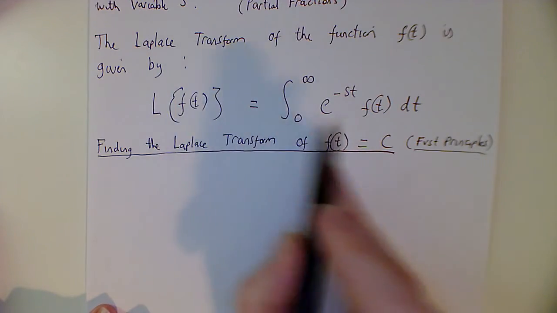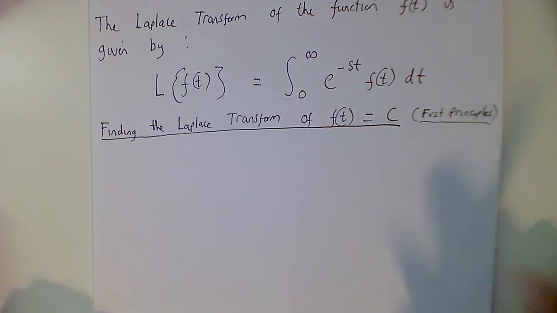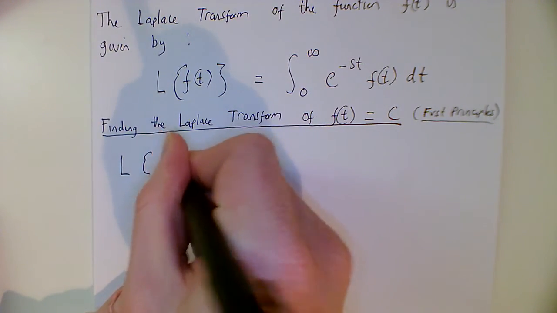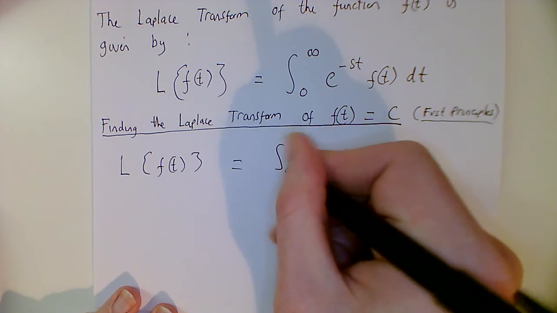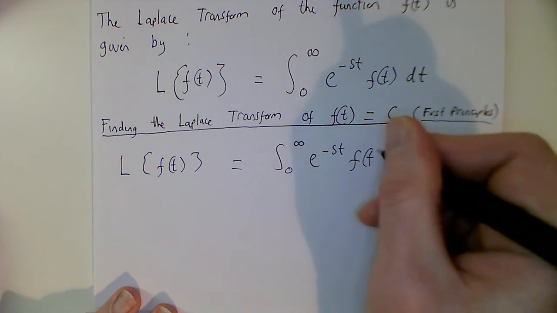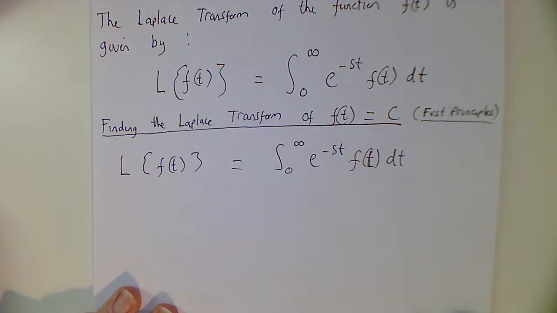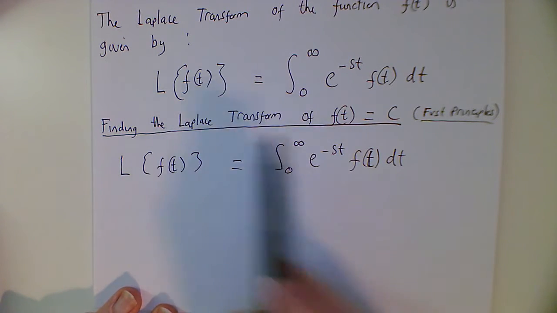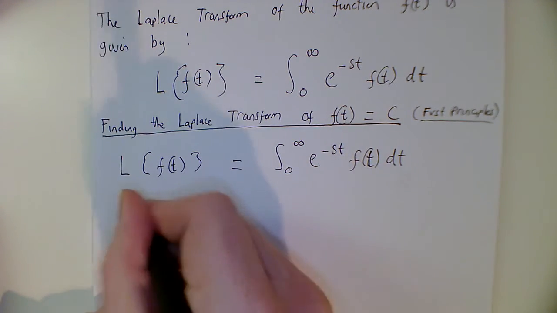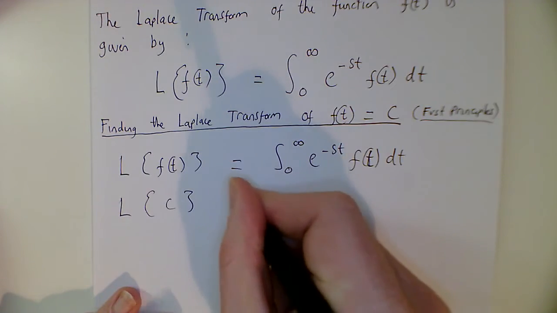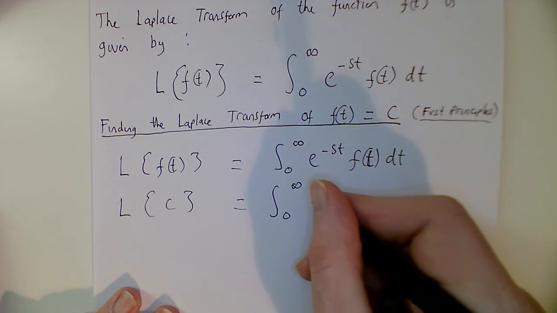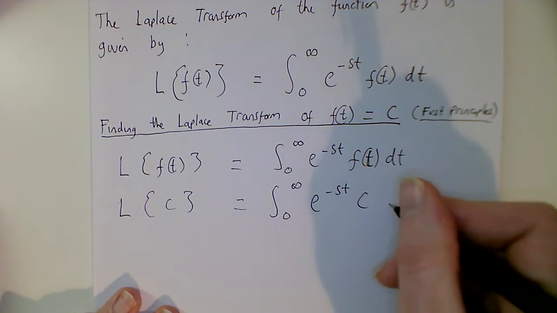Right, so we know that the Laplace transform of f of t is the integral between 0 and infinity of e to the power of negative st f of t dt. So our function f of t is c. So the Laplace transform of c is the integral between 0 and infinity of e to the power of negative st c dt.